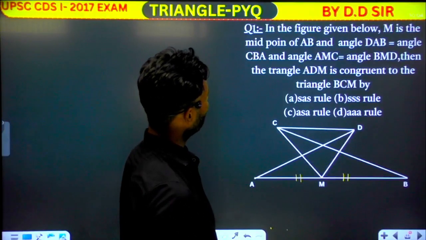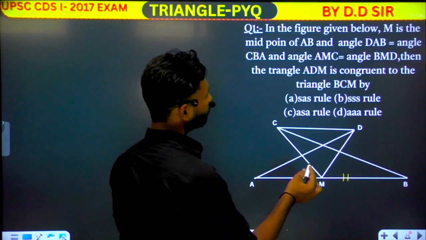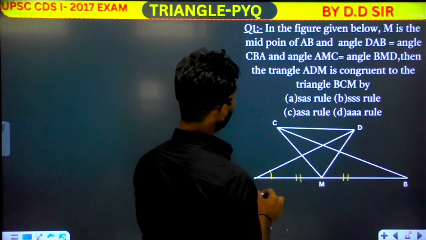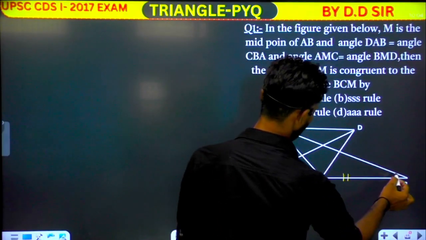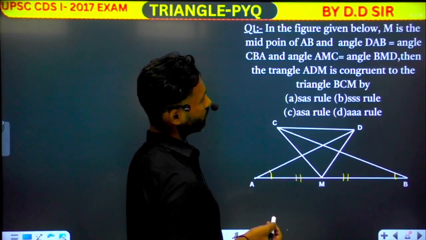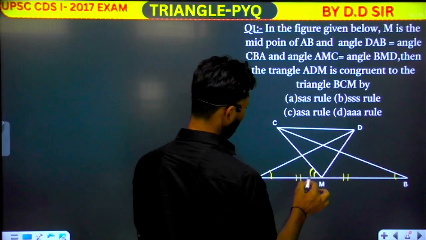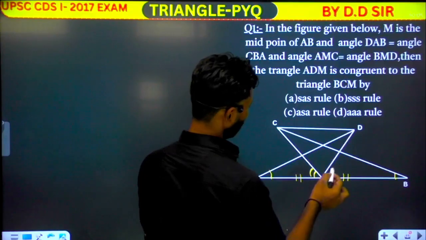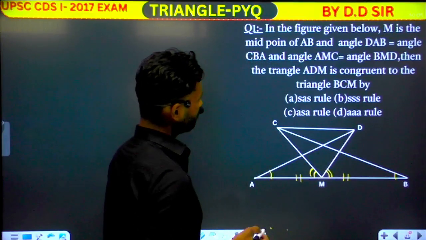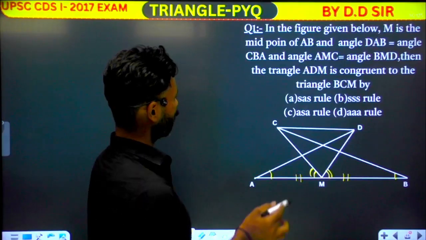Next point is angle DAB. This is angle DAB, and it is equal to angle CBA. These two angles are equal. Next it is mentioned that angle AMC is equal to angle BMD. These are equal. So now we have to take triangle ADM.